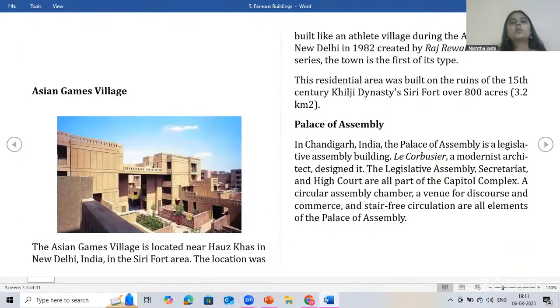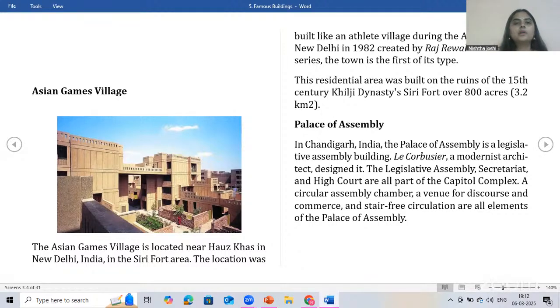It is one of the monuments inside the Capitol Complex in Chandigarh, designed as part of the Chandigarh city plan by Le Corbusier. He was an architect who used the modern style of architecture to design his buildings, and you can see many elements of the modern style in this building as well.